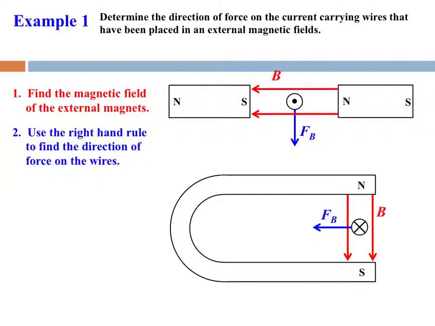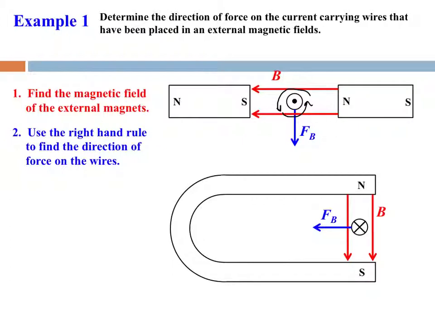Now here we're asked to determine the direction of the force on the current-carrying wire that has been placed in an external magnetic field. Again, these are current-carrying wires, so this wire is coming out at you, so that's your thumb. It's in an external magnetic field, so we know that this particular wire produces its own magnetic field, which goes in this direction, but it's put into an external magnetic field. So again, thumb out at you, fingers going to the left, and then the force, your palm, going downward.